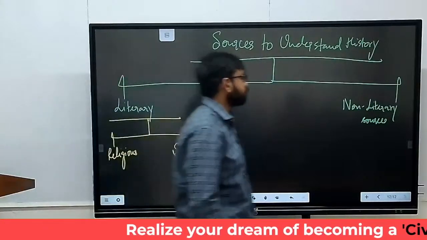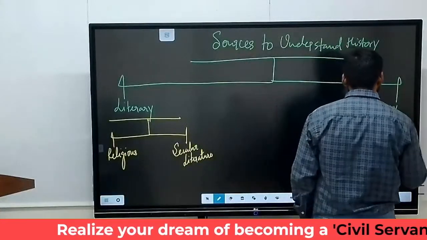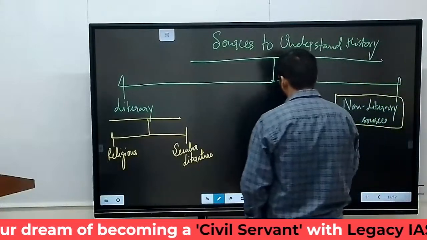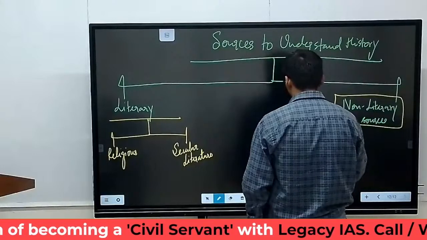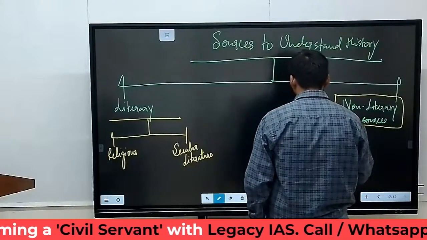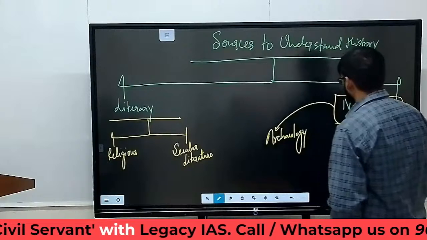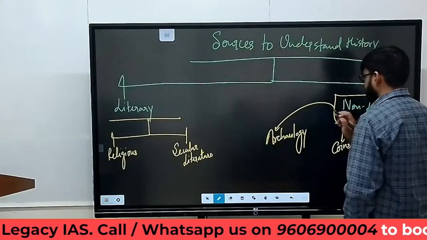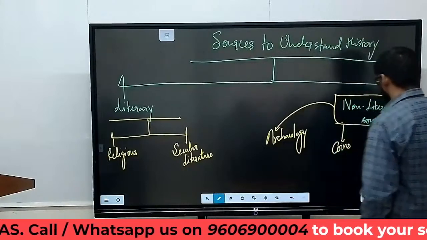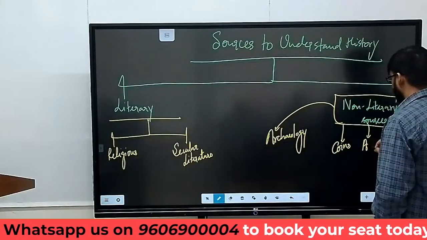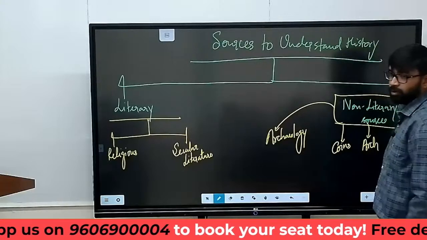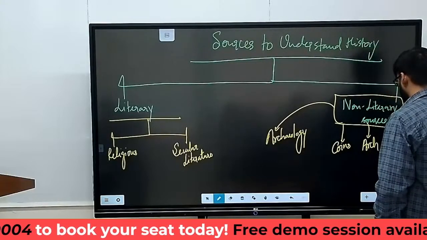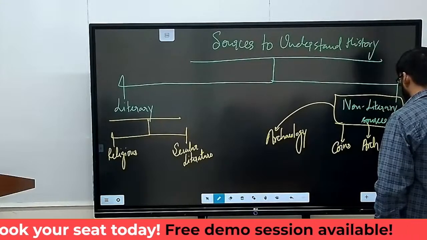Then non-literary sources like archaeological evidences. Non-literary sources like coins. Non-literary sources like architecture. Non-literary sources like sculpture.